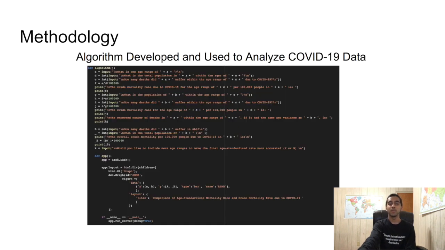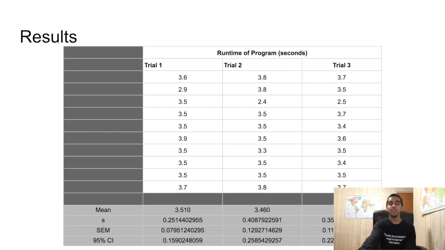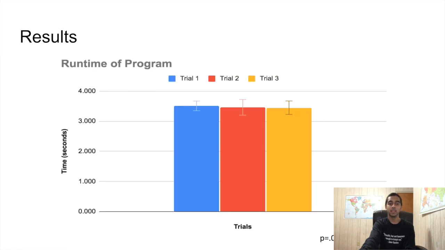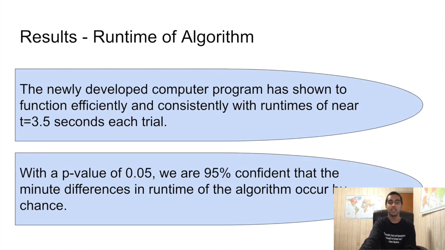The algorithm as shown was the one I developed using Python and deep learning techniques to produce the results of the study. Moving on to the results, the runtime of the program was calculated in 3 trials with 10 runs conducted within each trial. As you can see in the graph, the runtime had a mean of about 3.5 seconds, and the error bars overlap each other, which shows that deviations from normality are unlikely to occur. Most significantly, the computer program runs efficiently and consistently with runtimes of near 3.5 seconds.